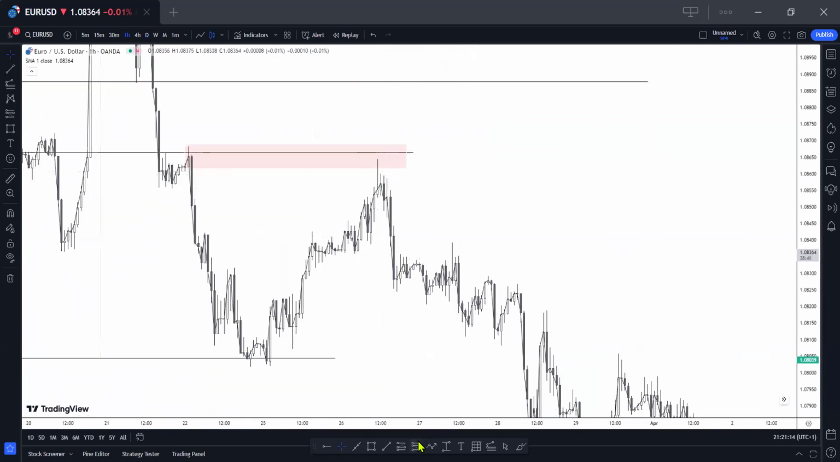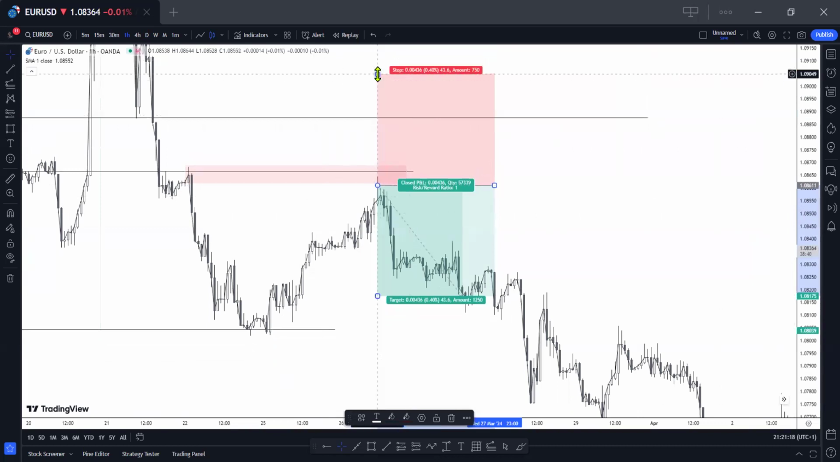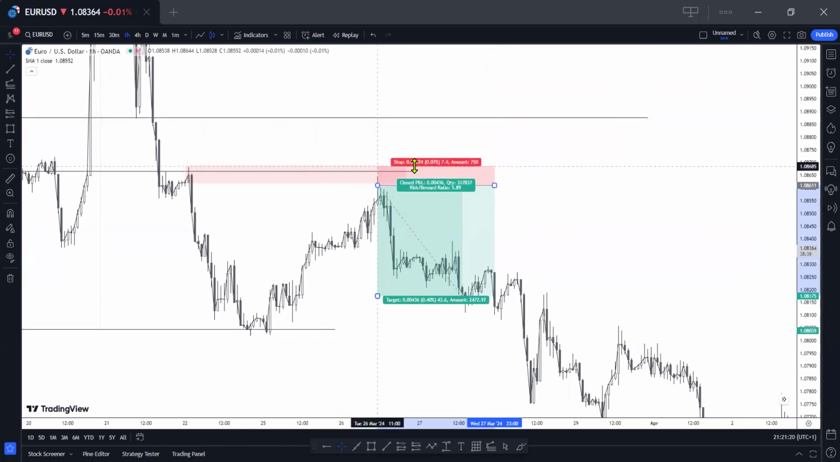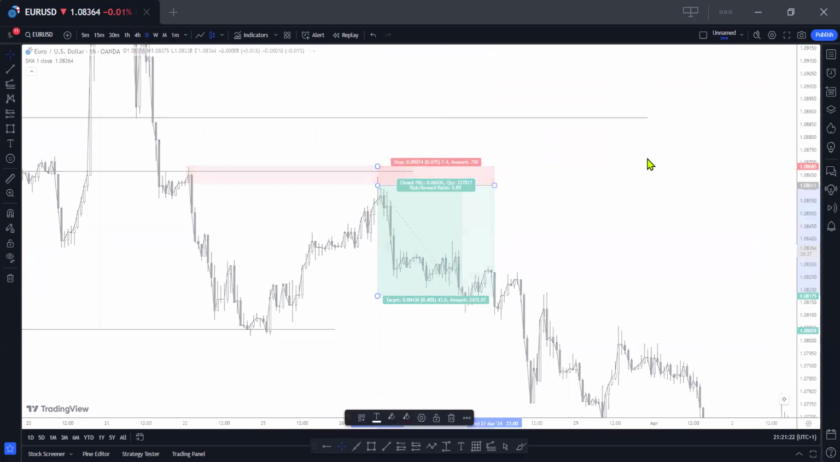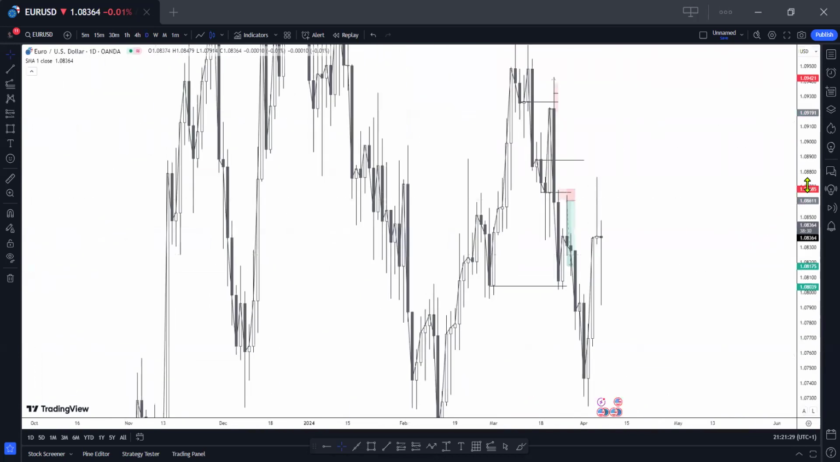You enter here. Where would you exit the trade? The next daily level. So let's go back to the daily chart. Why? Because daily must go to daily, right? Daily must go to daily. Okay, that's the daily storyline. Daily support must go to daily resistance.